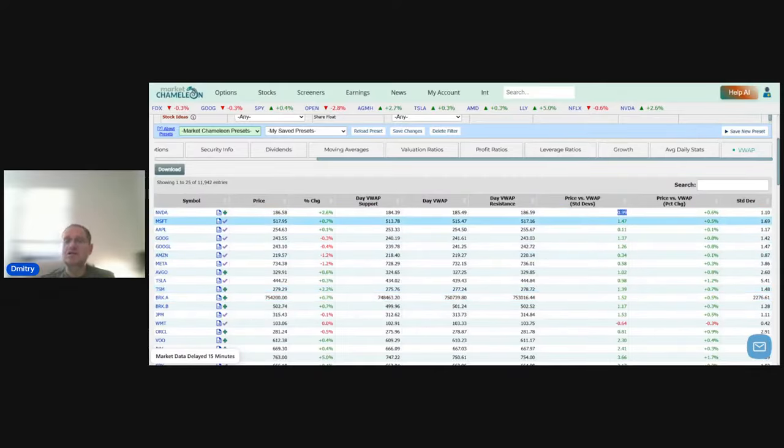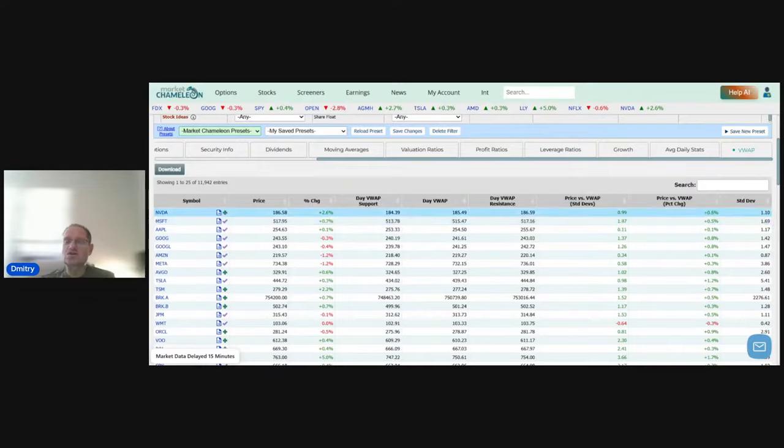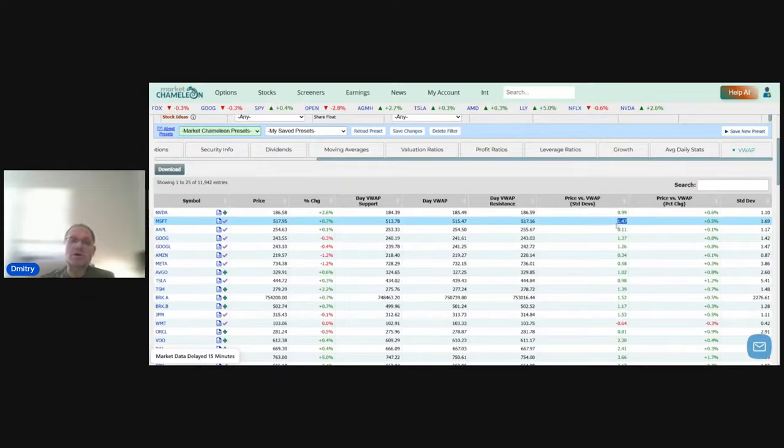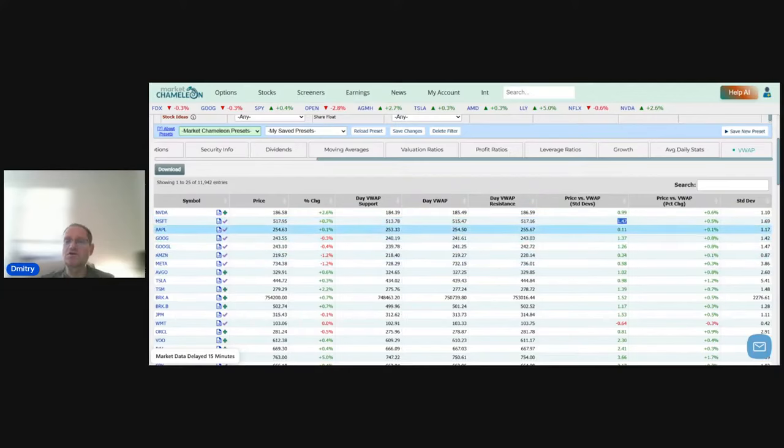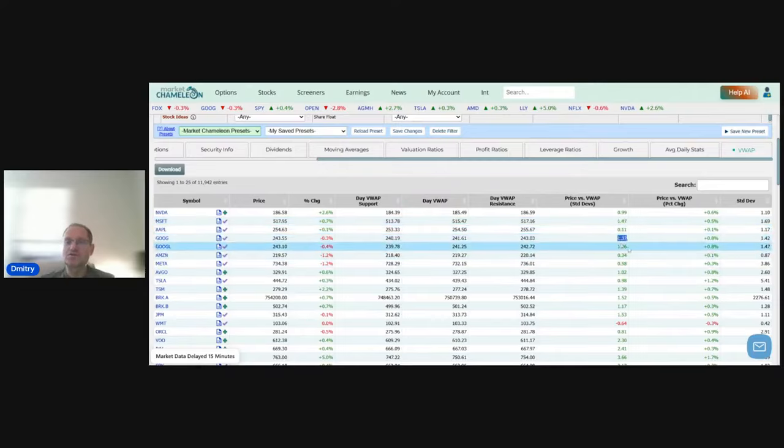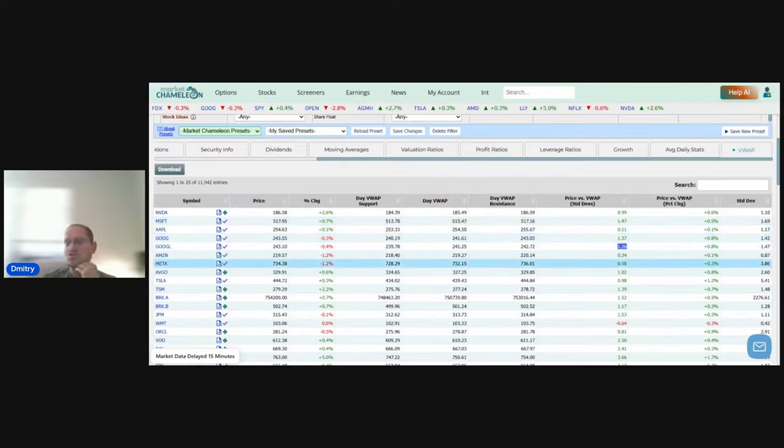Sorry, it's not 99 cents. This is in standard deviation. So this here is above its VWAP by more than one standard deviation, 1.47. Okay, so this way we standardize it by standard deviations to give us an idea how far away it's moved out of its volatility range.